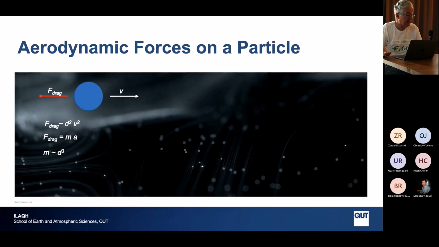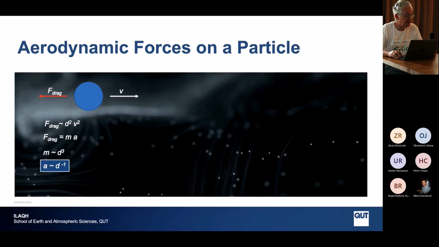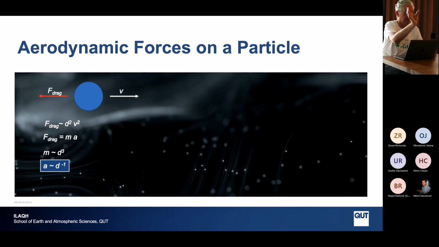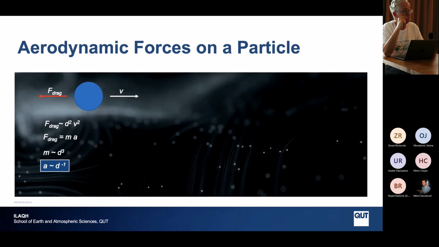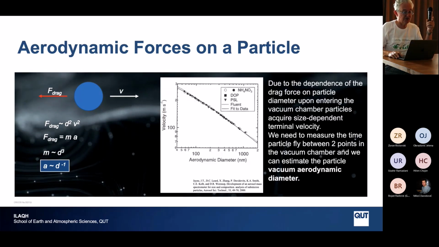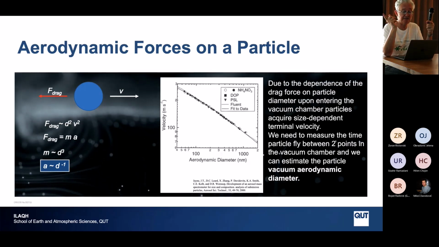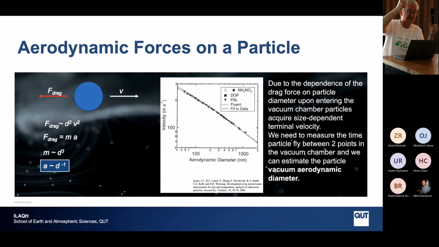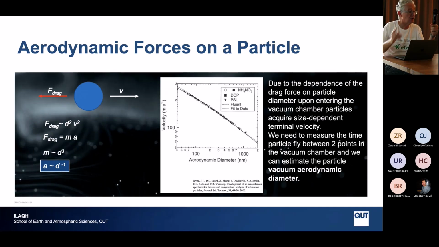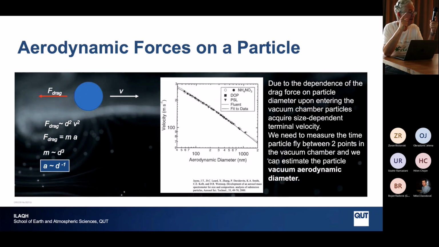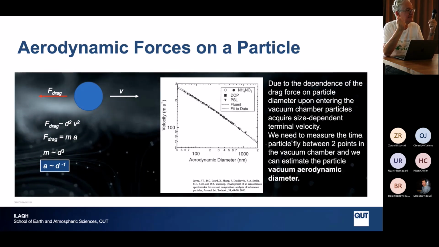The drag force is m times a. Mass is proportional to the volume of the particle, or the cube of the diameter. So you get that the acceleration the particle will exhibit, if it's driven in vacuum, is inversely proportional to the diameter. That means smaller particles will fly a certain distance faster than larger particles. If you plot the aerodynamic diameter on the x-axis versus the terminal velocity of the particle, you see a nice, almost linear correlation. So if I can measure this terminal velocity, the time the particle takes to fly between point A and point B in vacuum, I can estimate the size of the particle.